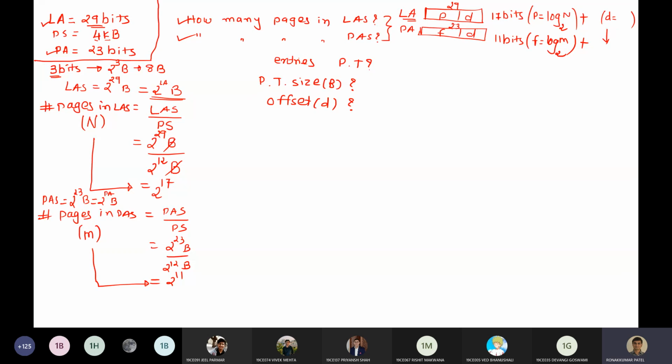Here it's byte addressable. So for each byte we are giving the address. So that is 4 KB. In terms of 2 to the power, if I need to write, the same thing I can write like this: 2 raised to 12 bytes, which you have written here. So your one page consists of 2 raised to 12 bytes.